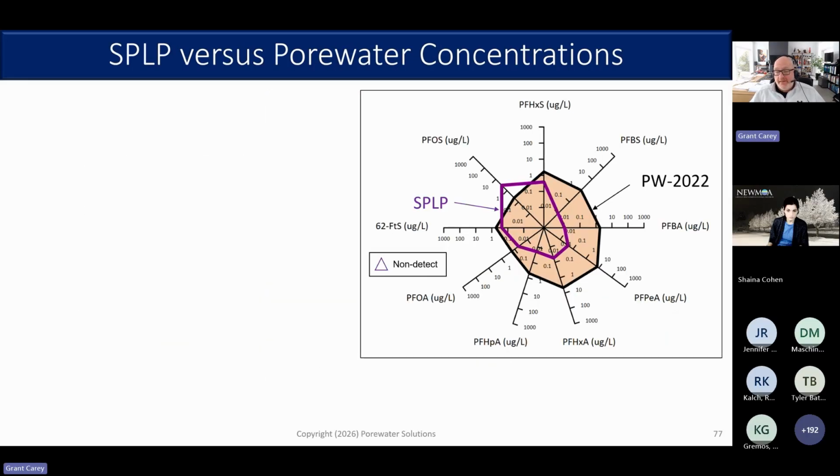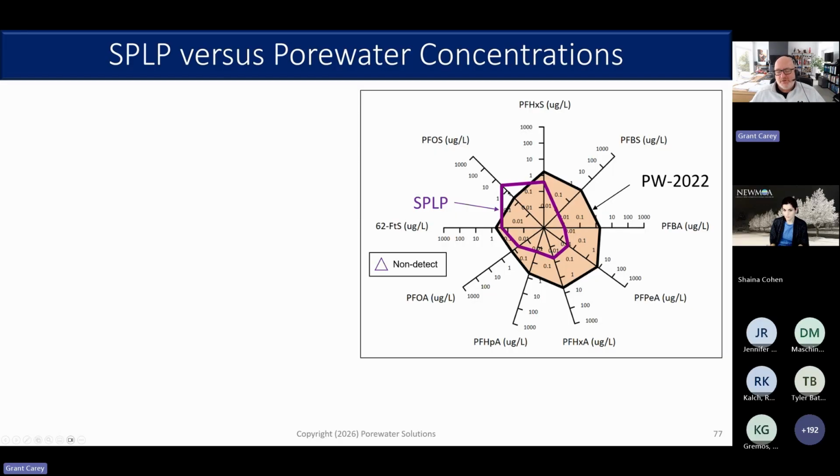So let's look at, that was one lysimeter. So let's look at all the lysimeters from the RI. So now we're plotting radial diagrams again. One data series for SPLP. These are the saturated tests done in the lab based on the soil sample. And then the pore water concentrations from that second event in the orange data series. And you can see in the legend, the SPLP is about an order of magnitude higher than the pore water concentration for PFOS. And that's consistent with what we saw on the last slide.